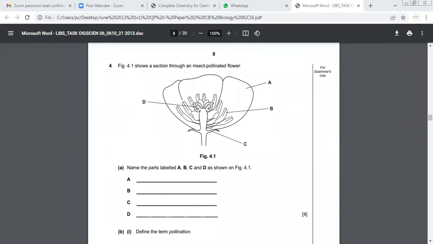Okay, another question is related to the reproduction in flowering plants. Question number 4, figure 4.1 shows the section through the insect pollinated flower. Name the parts labelled A, B, C, D as shown in figure 4.1. A is the petal, B is the anthers, and C is the sepal, D is the ovary, ovary and carpel, both are correct.